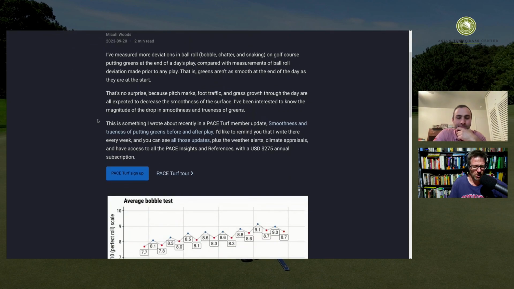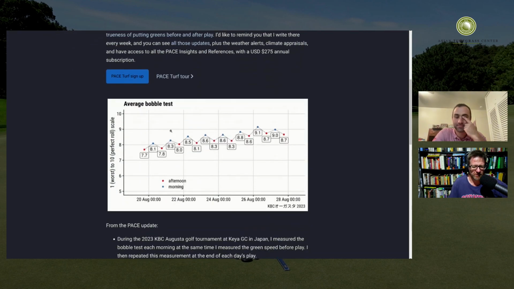And I showed the chart of the average bobble test from the KBC Augusta tournament in 2023. That's on Zoysia greens at the end of August, the last week of August in 2023. And I was there. I think I made the first measurement on Sunday afternoon, and it was 7.7 on average. This is the average of 9 bobble test measurements.